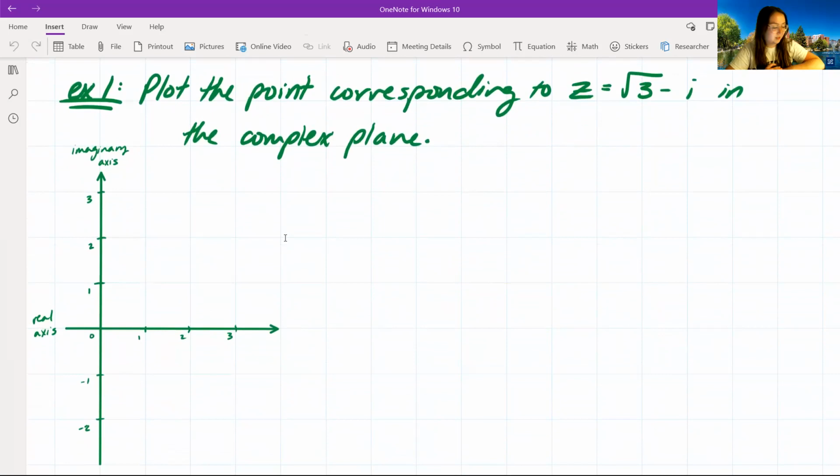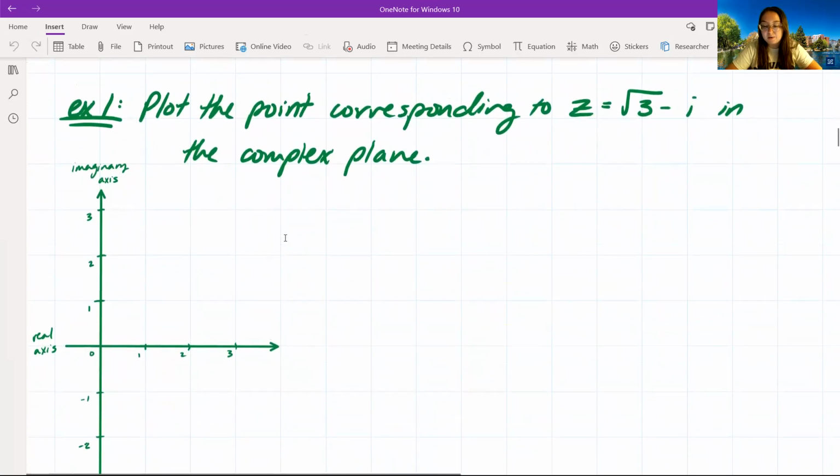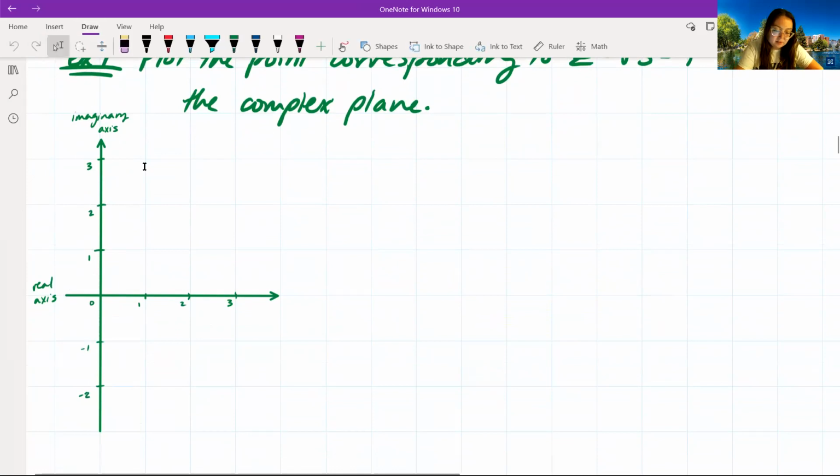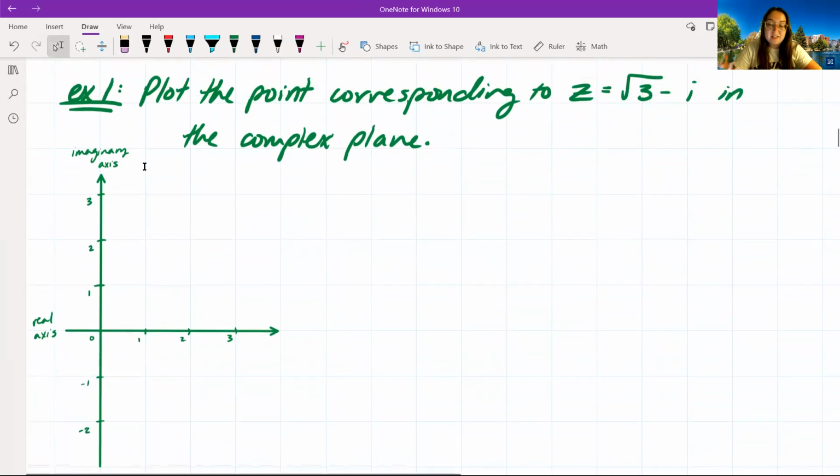All right, on our first example, we want to plot the point corresponding to z is equal to the square root of 3 minus i in the complex plane. So we have our complex plane here. We see our real axis is our x-axis here, and then we have our imaginary axis. So if we want to begin to work through this problem, we see that z is equal to the square root of 3 minus i.